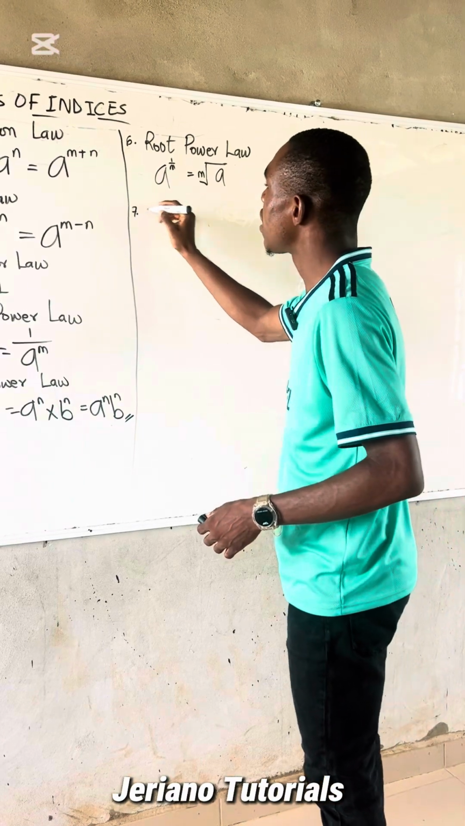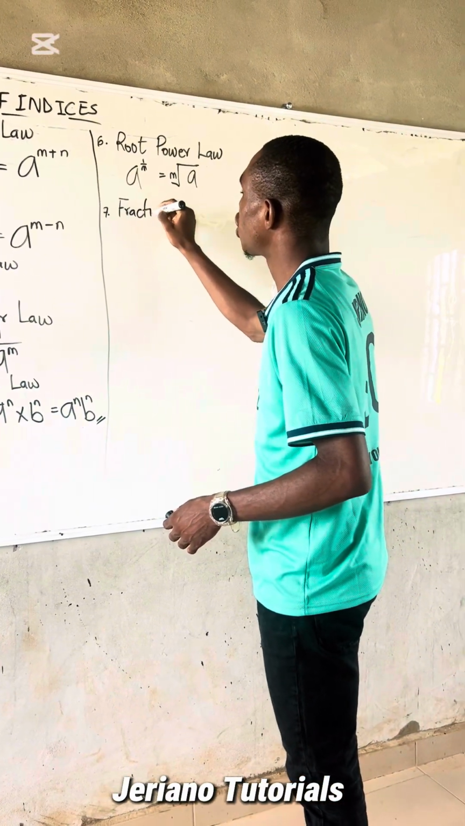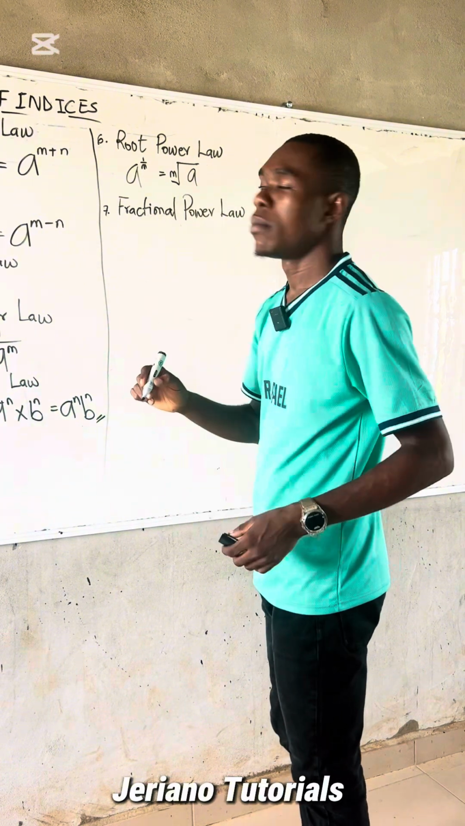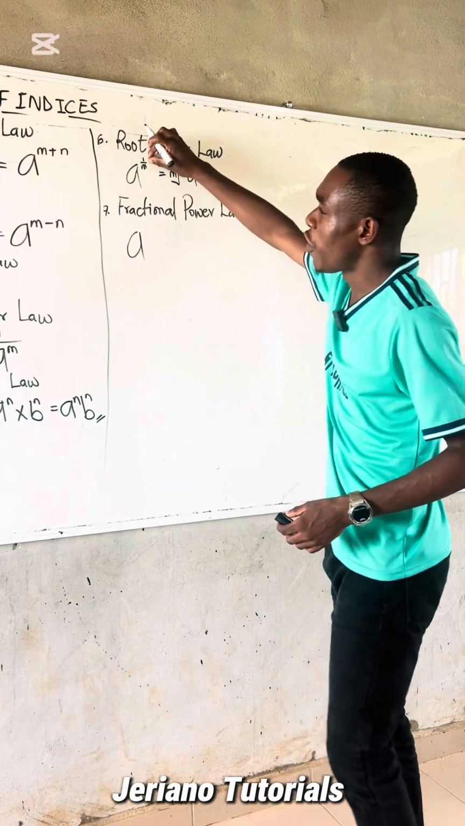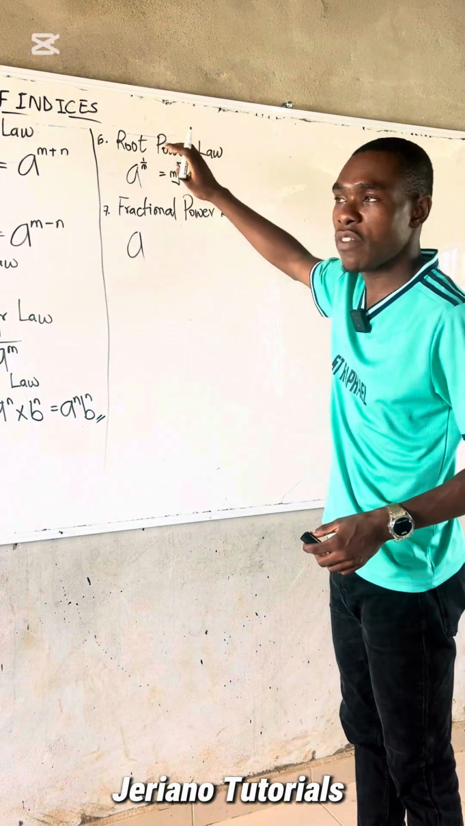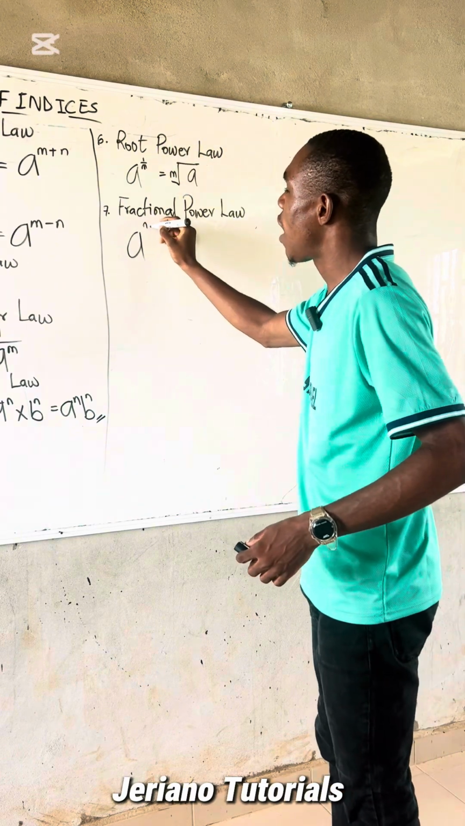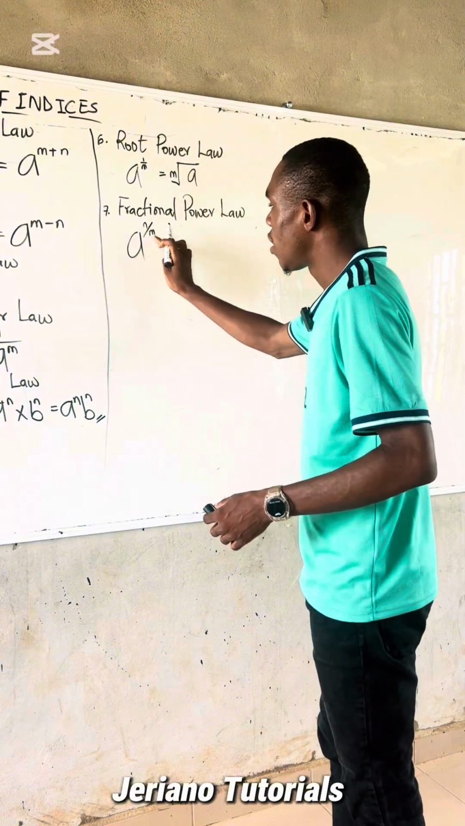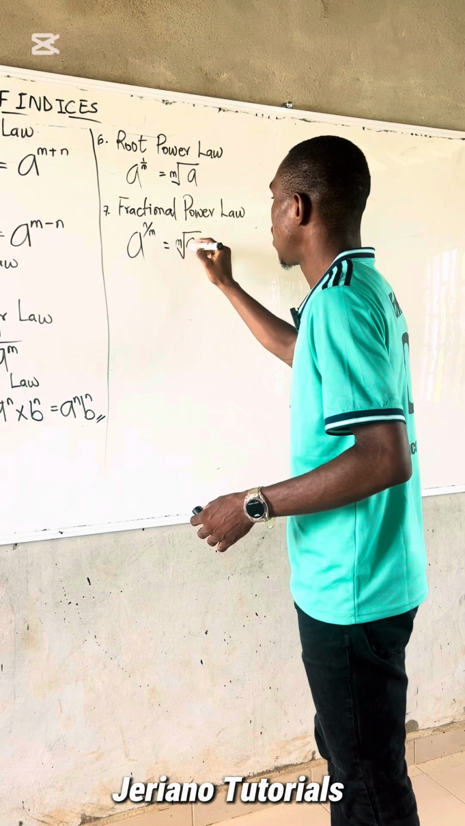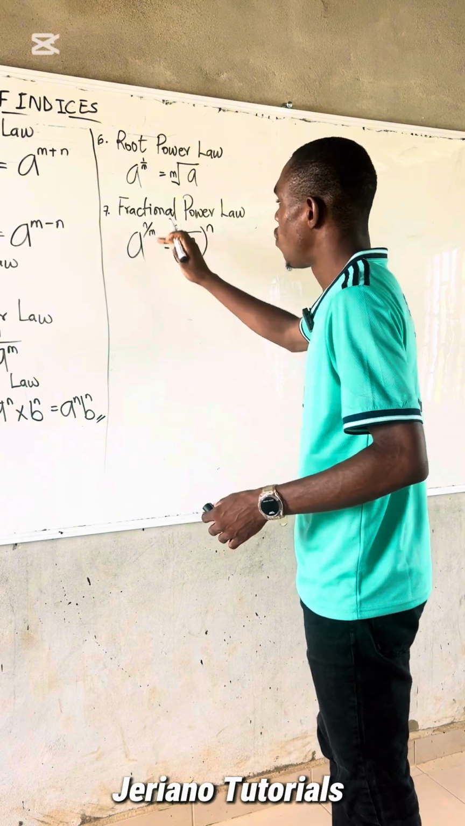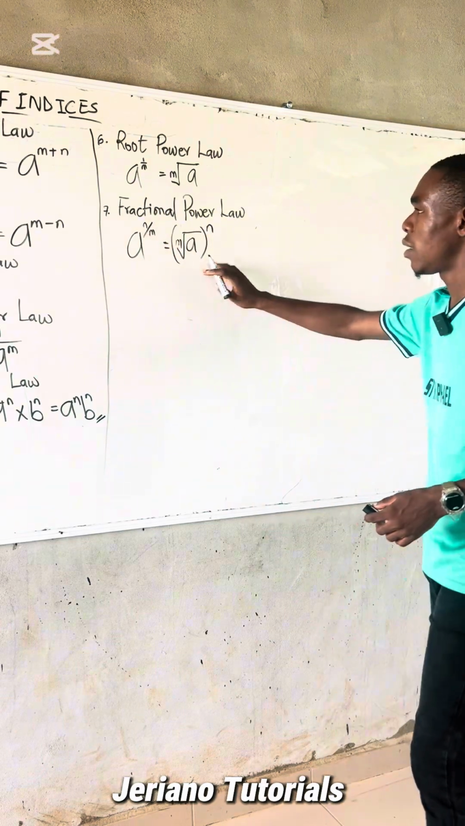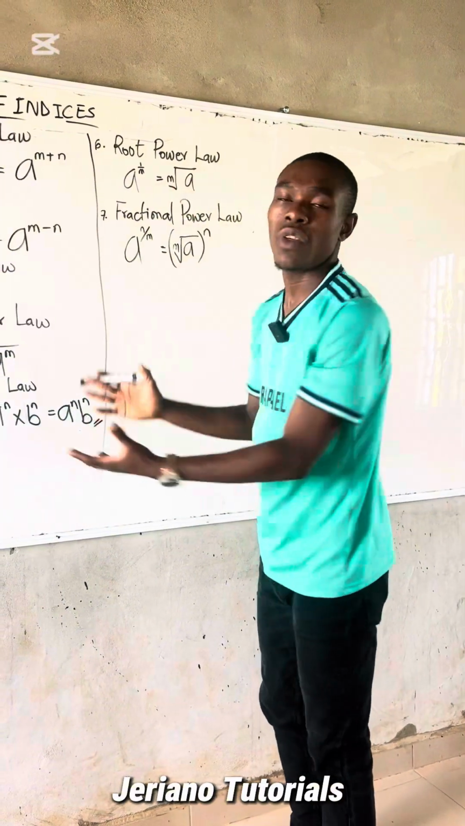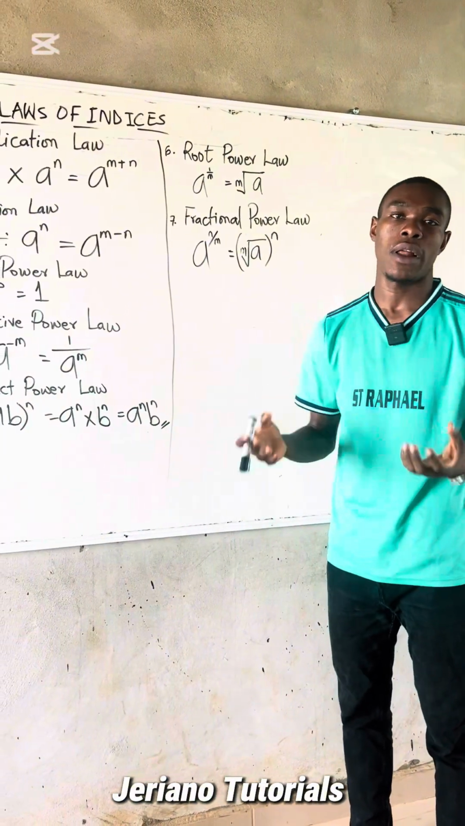And then the seventh one is closer to it. It is called the fractional power law, where in the first one, the numerator is insignificant, being 1. But in this case, we are having a number that is significant. Now we still take it like this. The denominator takes the root of your base, and everything is raised to the power of the numerator of your power. That is the 7th law of indices. If you can digest all 7 of these laws, indices become simpler.